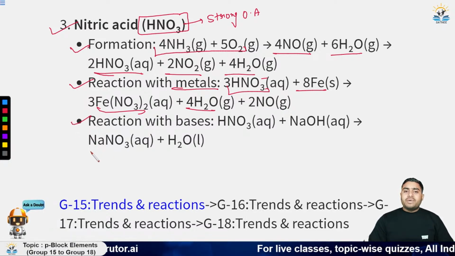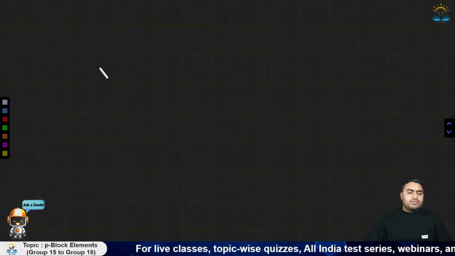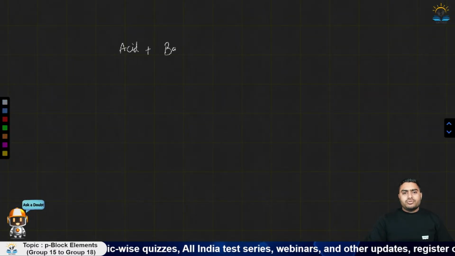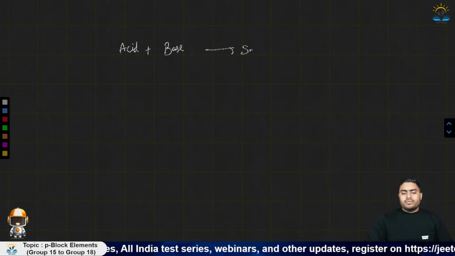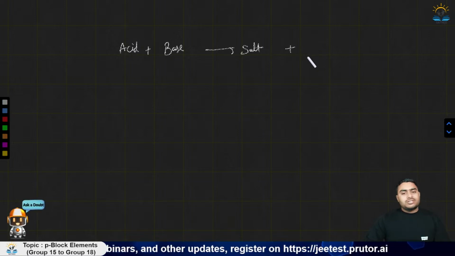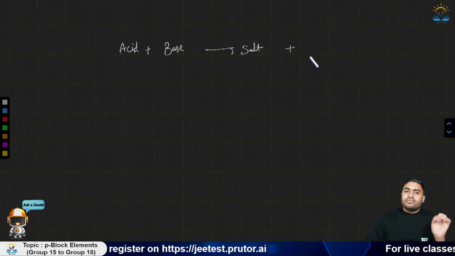Next one is reaction with bases. This is an acid, this is a base. So what will happen? Whenever any acid reacts with a base, it will form salt and water. And the salt type, that means acidic salt, basic salt or neutral salt, depends on the types of acid, that means the strength of acid or base.